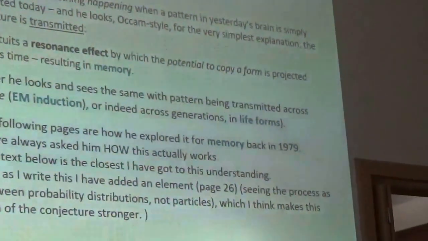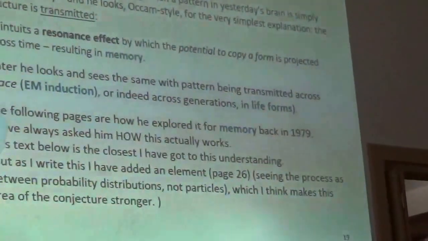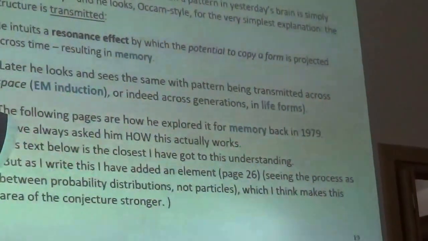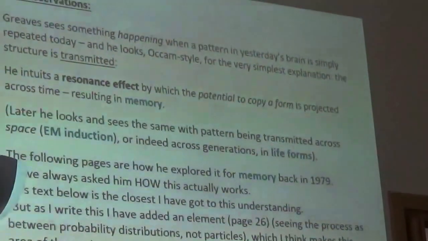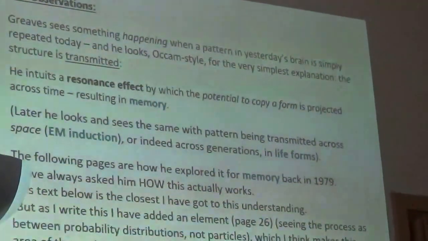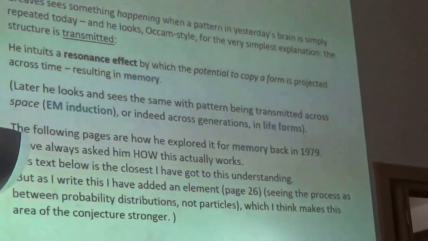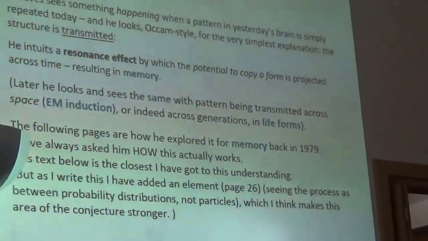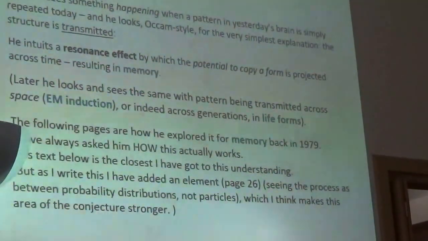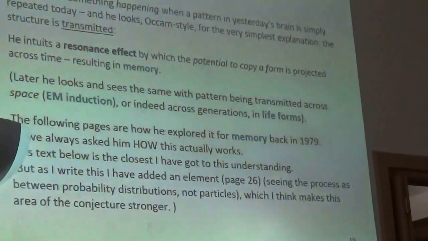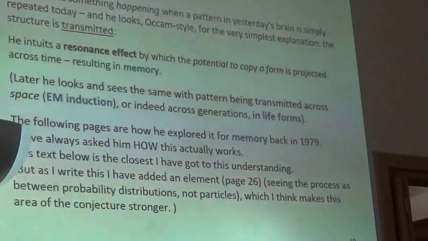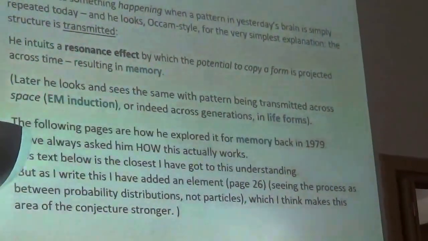Okay, well, he observes this. He sees something happening when a pattern in yesterday's brain is simply repeated today, and he looks, like Mr. Ockham said, for the simplest explanation. The structure is transmitted. It's the simplest explanation. He intuits that's what it is. I think we should call that a resonance effect, by which, developing from what he says, the potential to copy a form, rather like an electric field. I do something electric here, out here something has the potential to happen. I call that a field. Now, if I'm talking electrics, that's okay. But if I'm Sheldrake, calling that a morphic field, that's a mortal sin. So, he says the potential to copy a form is projected across time and results in memory.